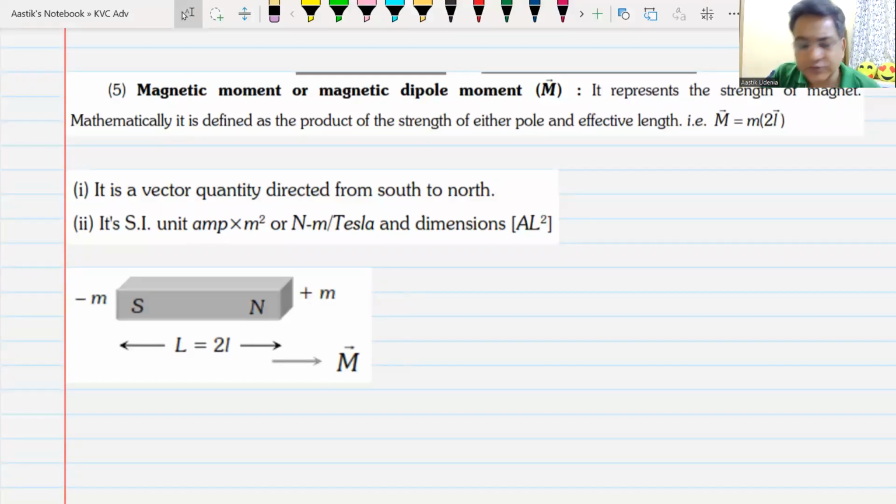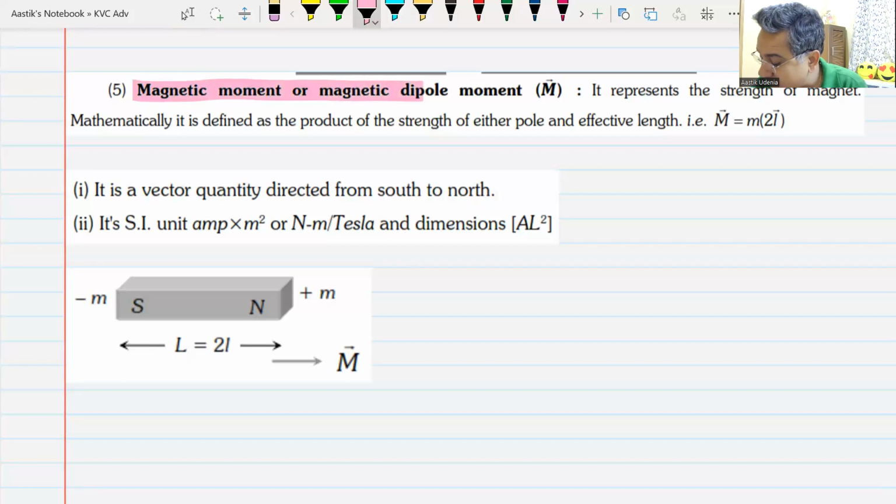Now, whenever you talk about any magnet, in order to understand what this magnet is, we do not define the magnet in terms of its pole strength. We always try to define a magnet and its magnetic properties in terms of a vector which is known as the magnetic dipole moment. This magnetic dipole moment, M vector, tells us how powerful that magnet is.